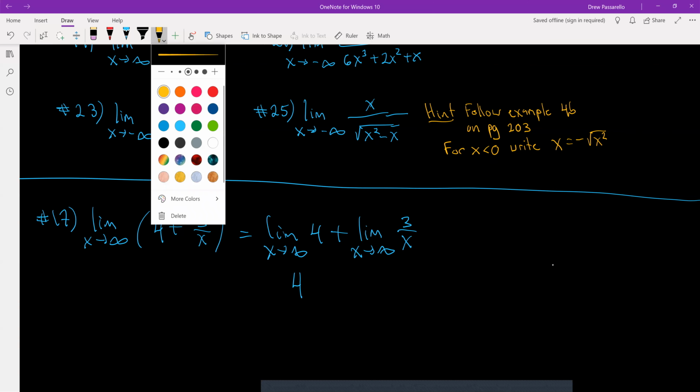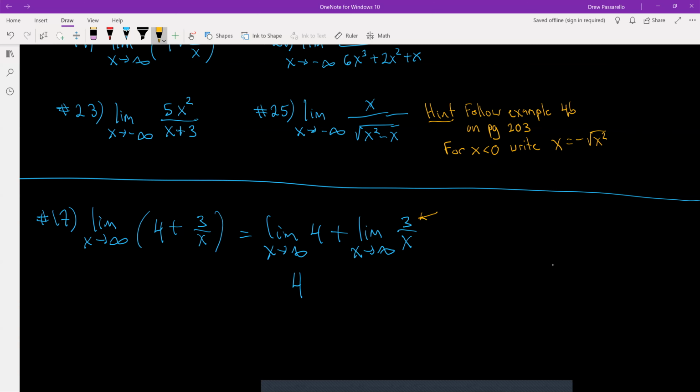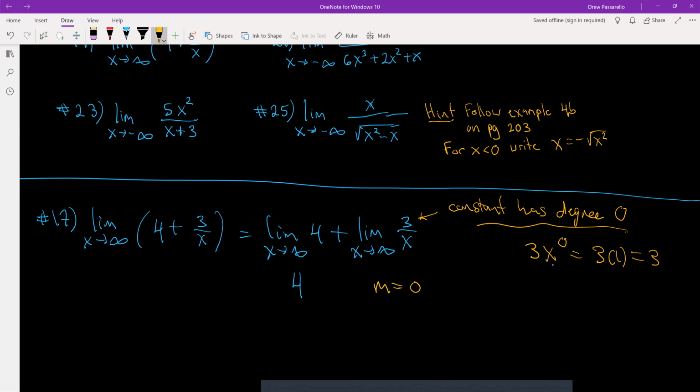you can think of it as I have just a constant in the numerator. A constant has degree 0. Right, because you could say 3 is the same thing as 3x to the 0. X to the 0 is 1. So that's really like 3 times 1, which is 3. So any constant has a degree 0. So in the numerator, m is 0. X in the bottom is like x to the first power. N is 1.